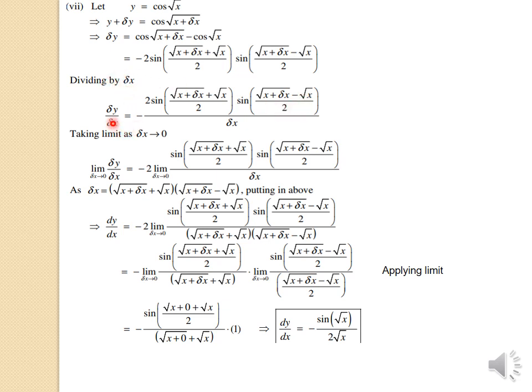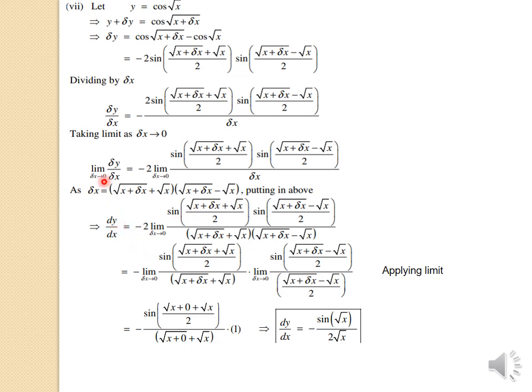Then students, in the next step we divide by delta x on both sides. If we divide by delta x, then this term becomes delta y upon delta x, and the other side becomes the whole term divided by delta x. In the next step we take the limit as delta x approaches 0, on both the left hand side and the right hand side. So students, as alpha is square root of x plus delta x and beta is square root of x, we put these in above.